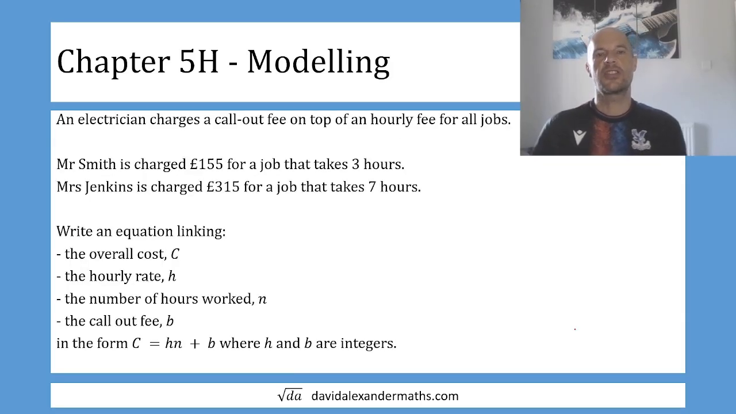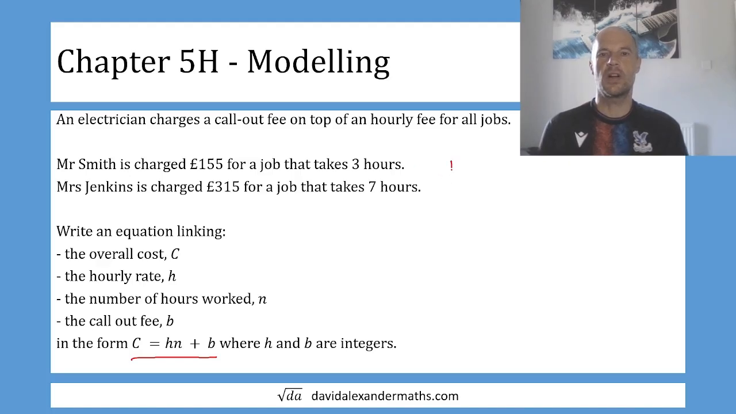An electrician charges a call-out fee on top of an hourly fee for all jobs. Mr. Smith is charged £155 for a job that takes 3 hours, and Mrs. Jenkins is charged £315 for a job that takes 7 hours. So we want to write an equation in the form of C equals HN plus B based on the information we've been given.